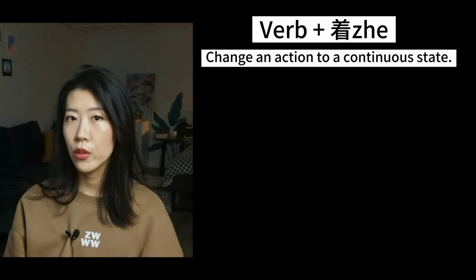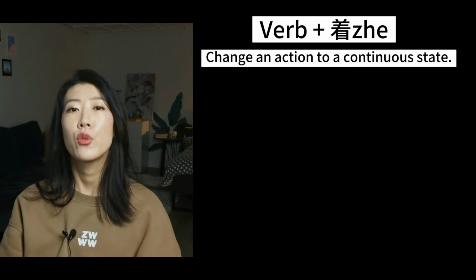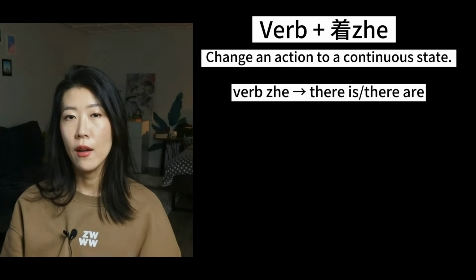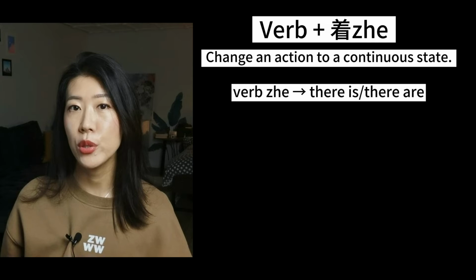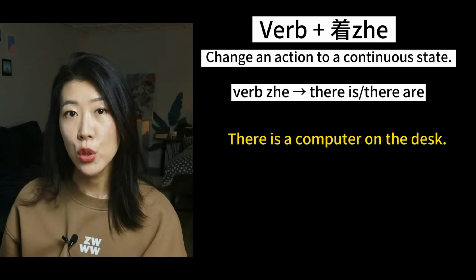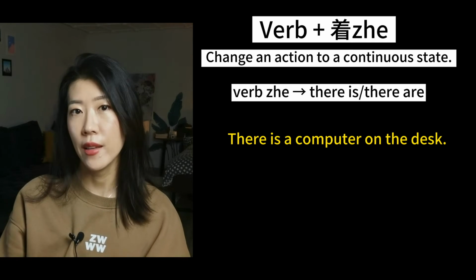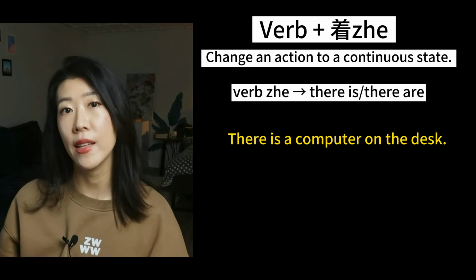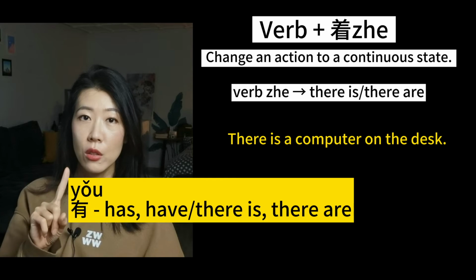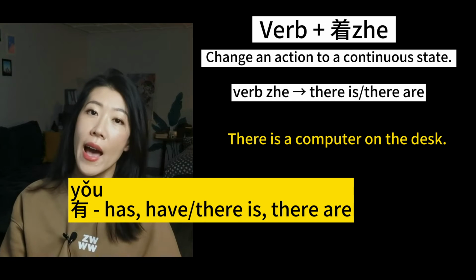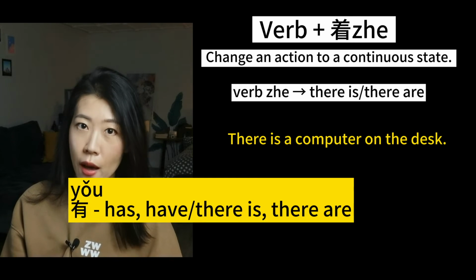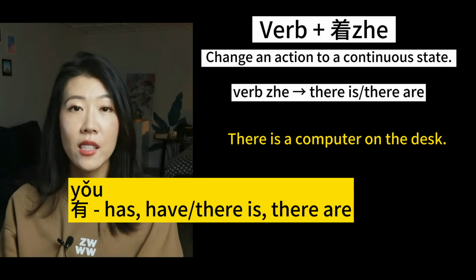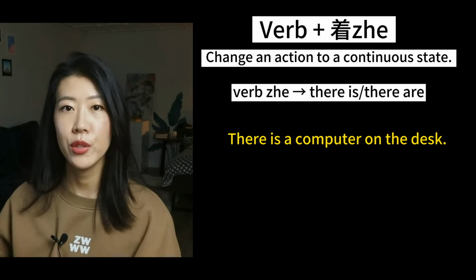The next popular structure is to use a verb to replace "there is, there are." In English, we will say there is a computer on the desk. It's not a human, so we have to use "there is." But in Chinese, it's different. We can use "something has something." We only have one word to express has, have, there is, there are. So when we translate this sentence, we can directly say the desktop has a computer.